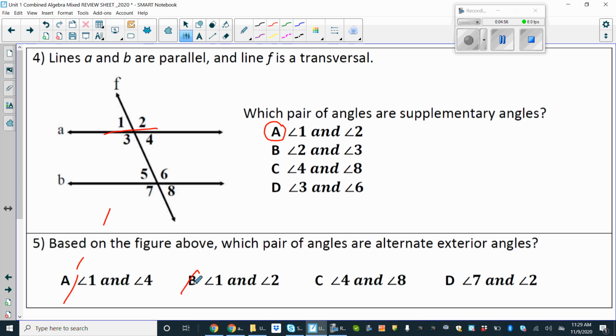B is out. C, we have 4 and 8. 4 and 8 are corresponding. They're in the same location. 7 and 2 are alternate exterior angles. They're outside the parallel lines and across the transversal. Therefore, your answer choice is D.